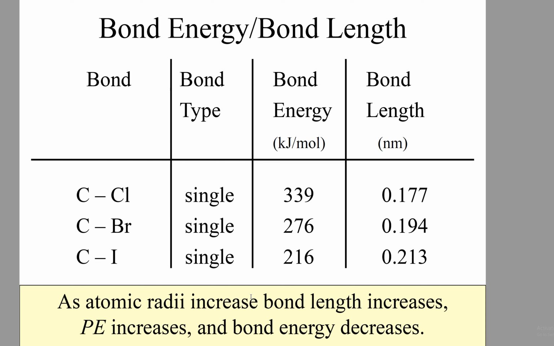All right, so here's an example of something that you will definitely need to know. Here is bond energy versus bond length. So C-Cl is a single bond. It has a bond energy of 339 and it has a bond length of 0.177 nanometers.